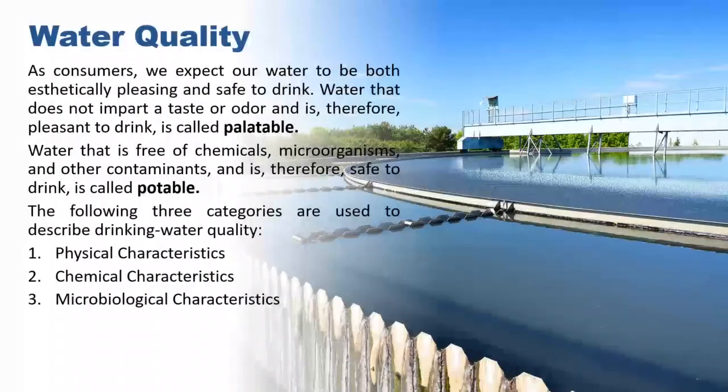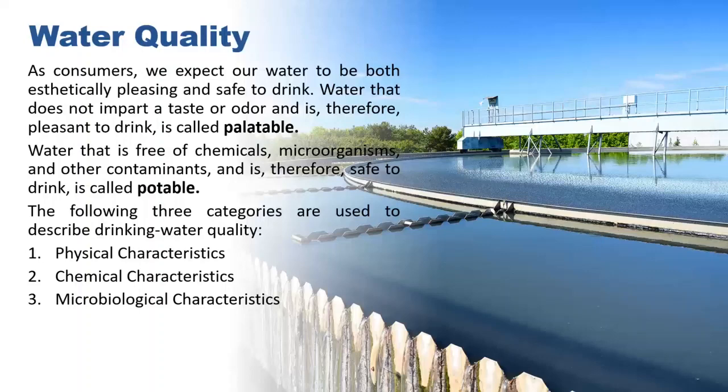Now let's move on to water quality. As consumers, we expect our water to be both aesthetically pleasing and safe to drink. Water that does not impart a taste or odor and is therefore pleasant to drink is called palatable. Water that is free of chemicals, microorganisms, and other contaminants, and is therefore safe to drink, is called potable. The following three categories are used to describe drinking water quality: the physical characteristics, chemical characteristics, and microbiological characteristics.